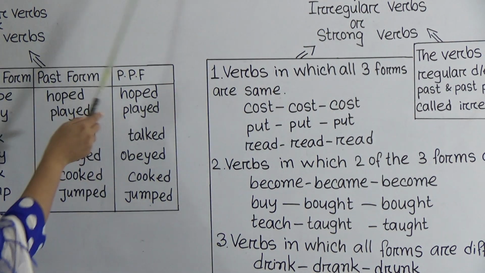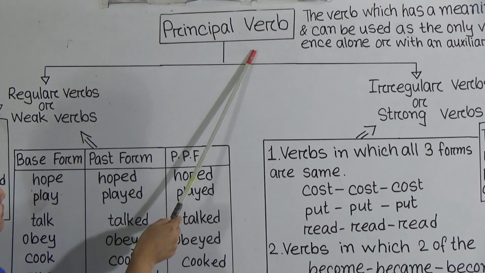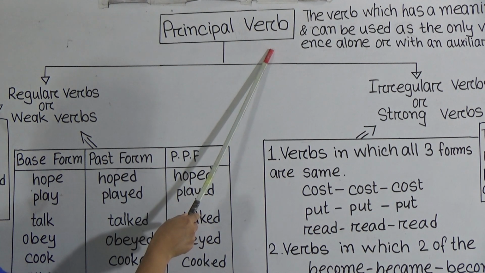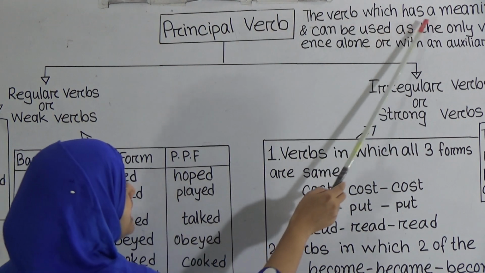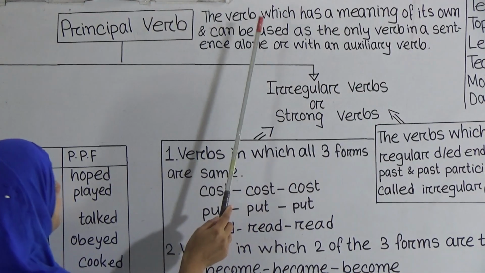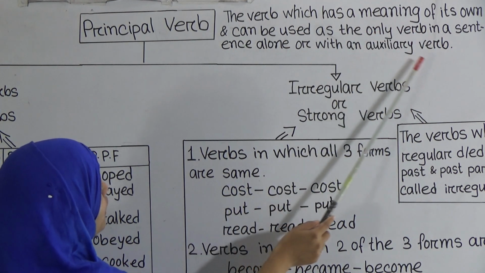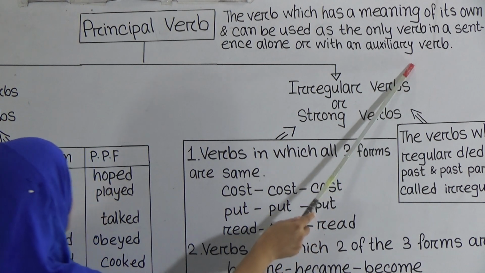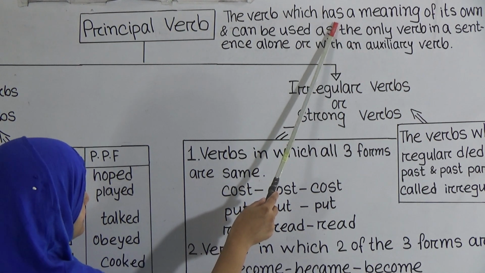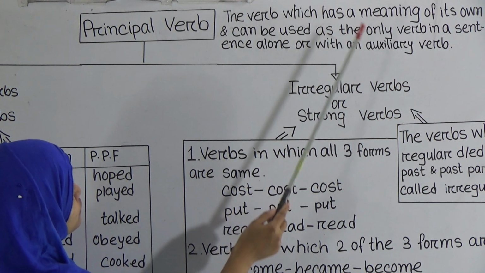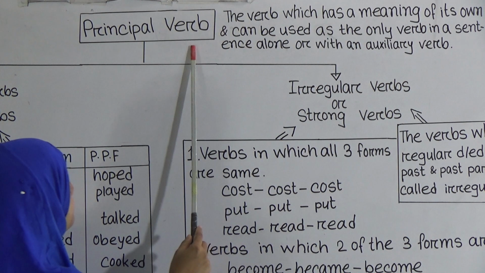Look, as I said, verb can be divided into two: principal verb and auxiliary verb or helping verb. Today our topic is principal verb. So what is principal verb? First you have to know the definition. The verb which has a meaning of its own and can be used as the only verb in a sentence alone, or which with an auxiliary verb or helping verb is called principal verb. So it means when any verb in any sentence is alone or is using with an auxiliary verb or helping verb, it is called principal verb.